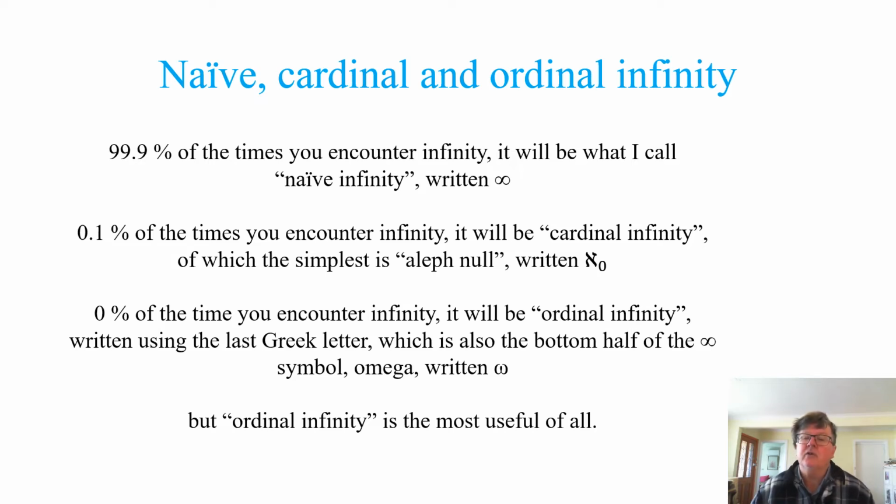As you get further in school, you'll encounter what is called cardinal infinity, invented by Cantor, of which the simplest cardinal infinity is aleph null, which is written using the first Hebrew symbol aleph and subscript 0. You will never encounter ordinal infinity. But ordinal infinity is written using the last Greek letter omega. And this was chosen not just because it's the last Greek letter, but because it's the bottom half of the infinity symbol. Ordinal infinity is the most useful of all.